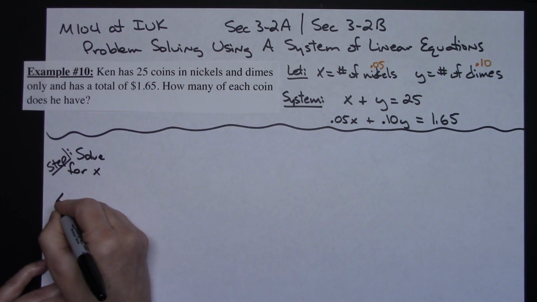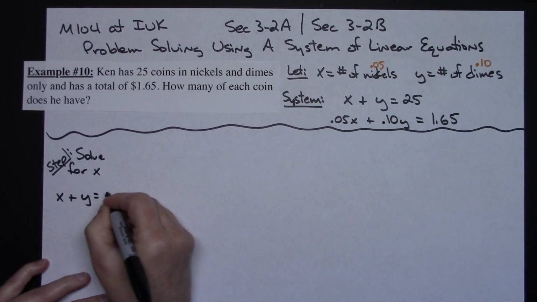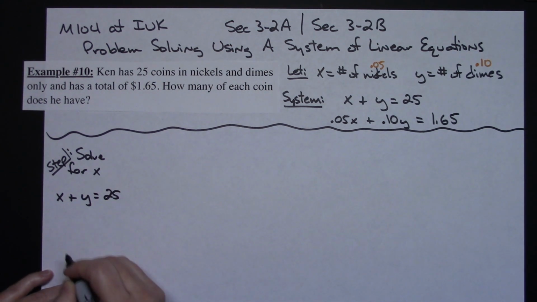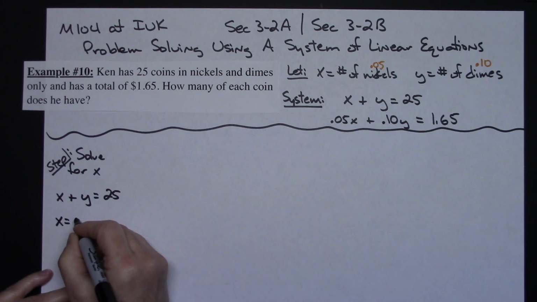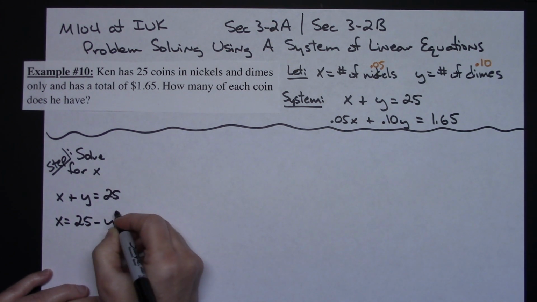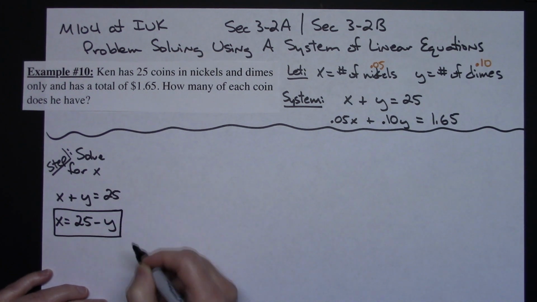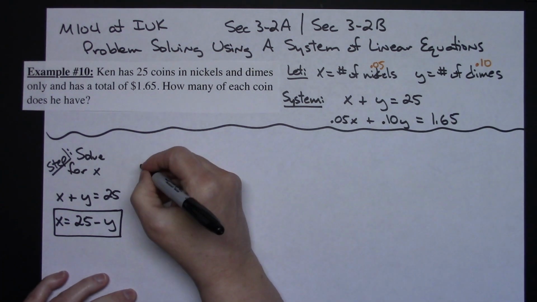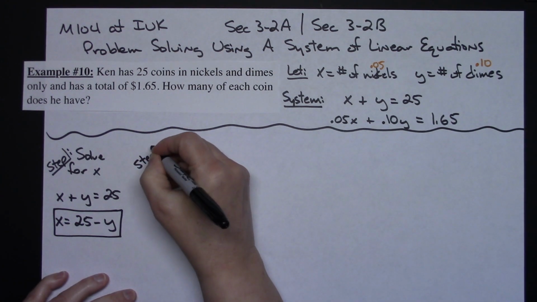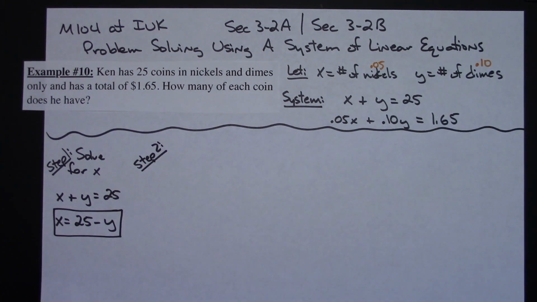So I'm going to write x plus y is equal to 25. I'm going to go ahead and solve for x, which just means I'm going to subtract y from both sides. So x is equal to 25 minus y. Okay, so there again, I would not have had to solve for x. I could have solved for y first. I just always solve for x first. Okay, now step two. I'm going to take that and substitute it into the second equation.